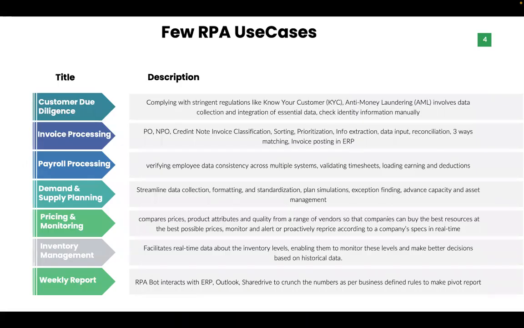And most of you would not be from the RPA background, so I have a list of use cases from different areas or functions: customer due diligence, invoice processing, payroll processing, demand and supply, pricing and monitoring. I'll be picking one or two examples, so you can relate to what the sweet spots for automation are.